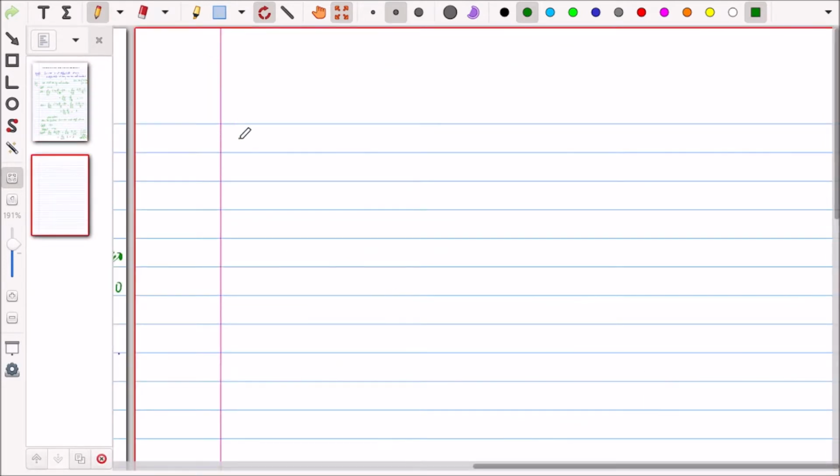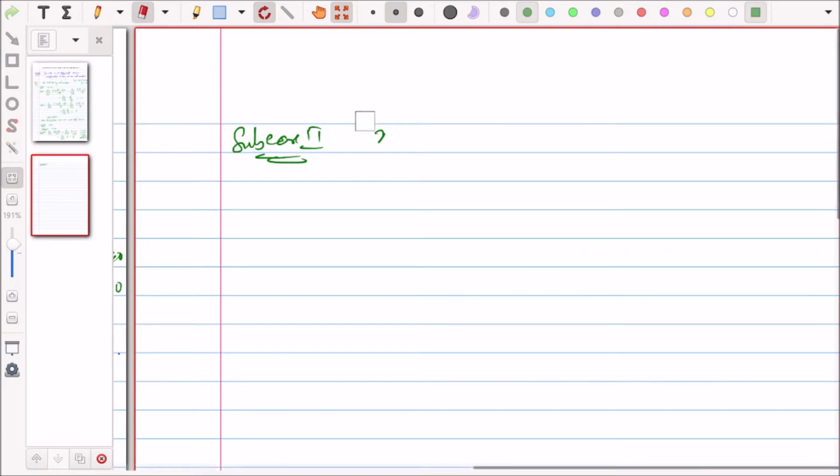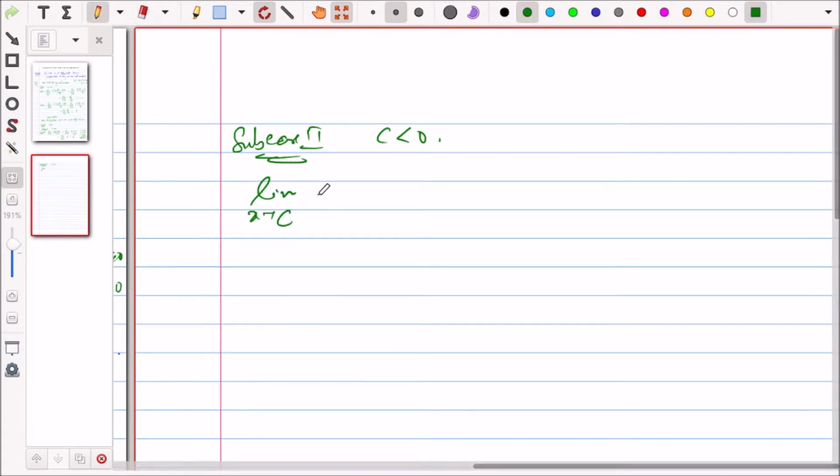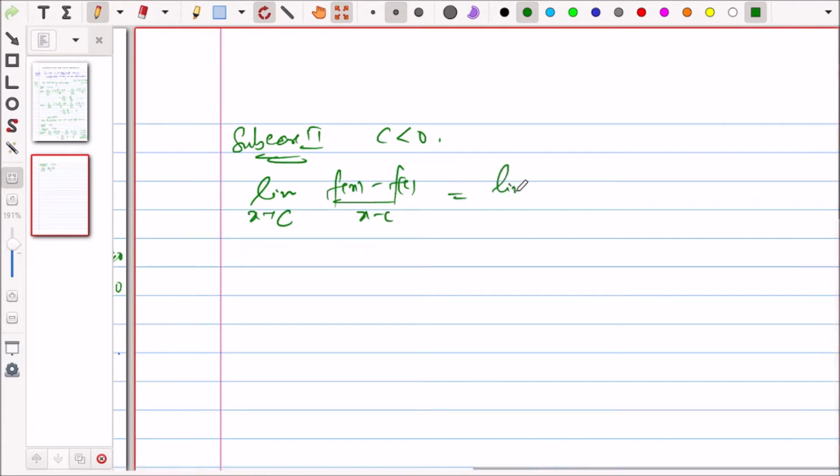Now sub case 2: c less than 0. When c is less than 0, then our x will also be less than 0, again because we are working in a very small neighborhood of c, so we can take x to be negative if c is negative. So f(x) minus f(c) upon x minus c is limit x tends to c of f(x), which will be minus x, and this will become plus c, upon x minus c. So you get minus 1 here, right?